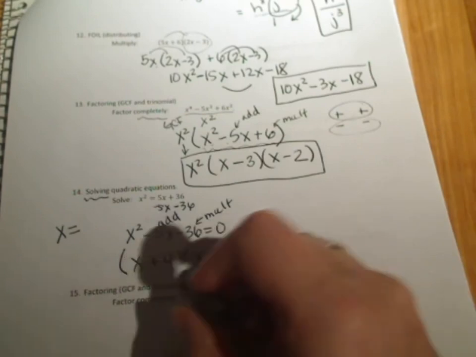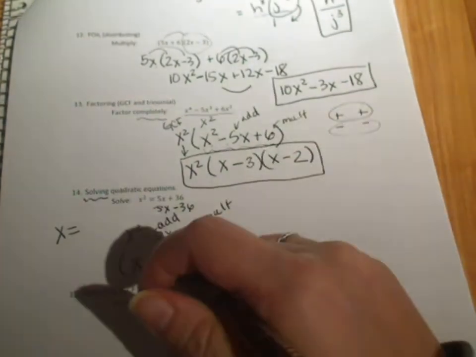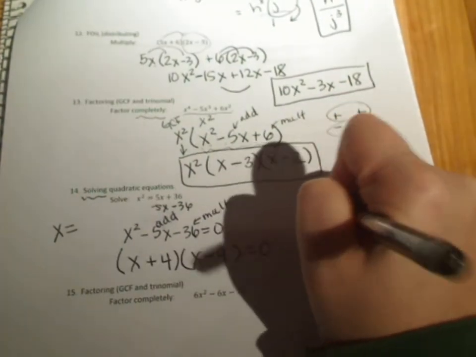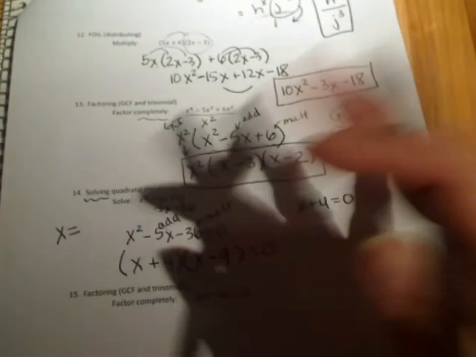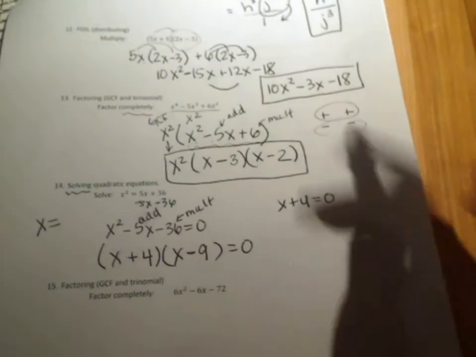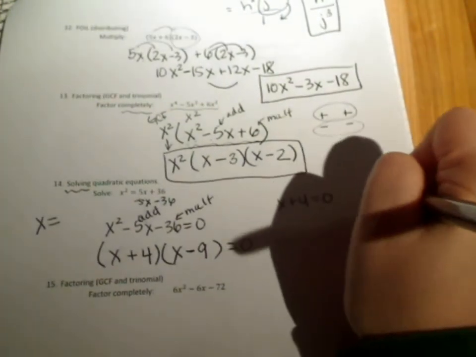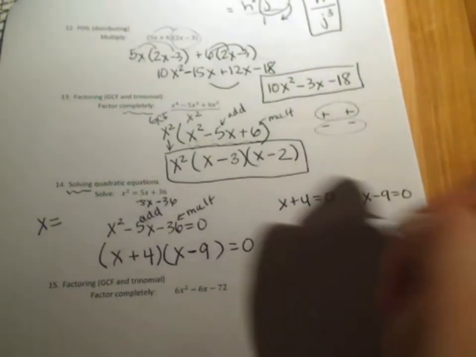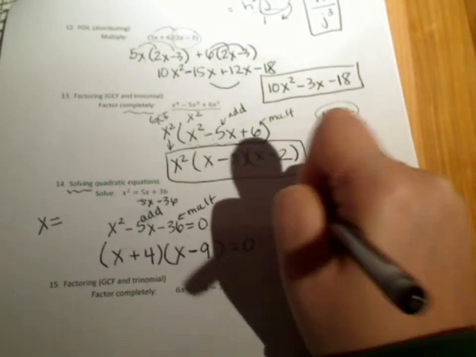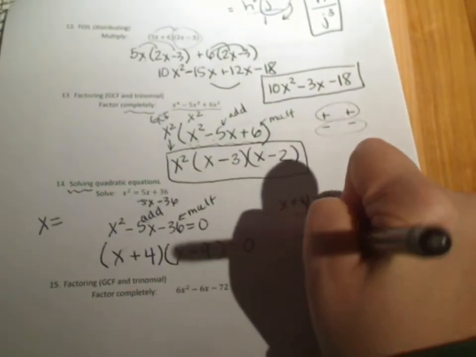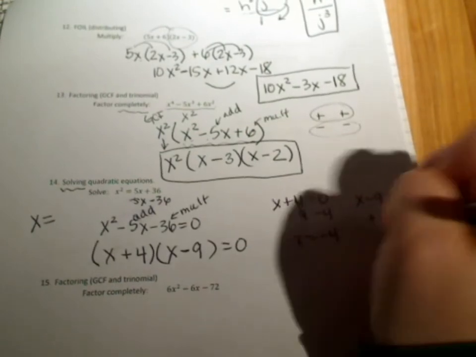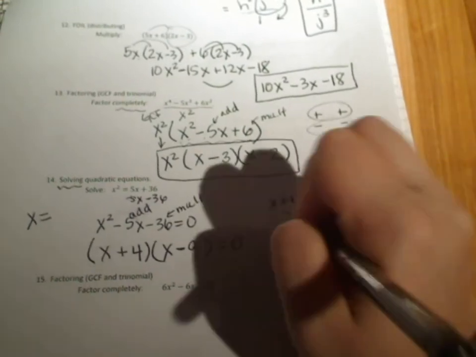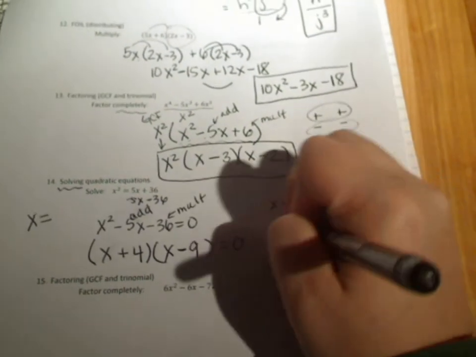Alright, so once you have your factors in solving, you take each factor, x plus 4 equals 0, because anytime you have a 0 when you multiply, everything goes away. And I'm going to do x minus 9 equals 0. So in this one, subtract 4, x equals negative 4. On this one, add 9, x equals 9. There are your two solutions.